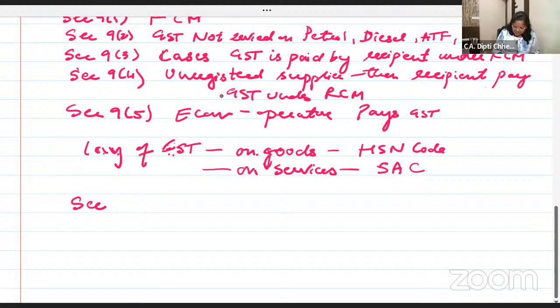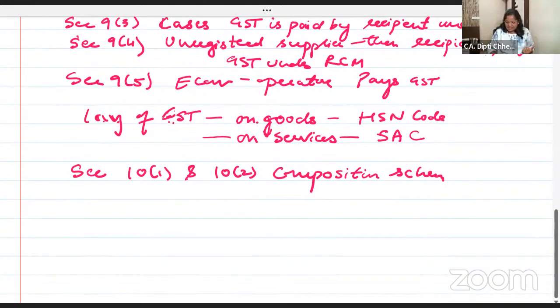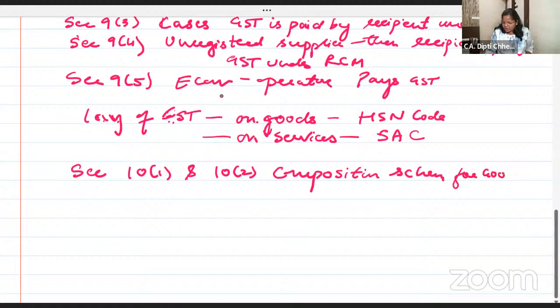Then we have section 10.1 and section 10.2. Composition scheme. You can't take input tax credit. You can't give a tax invoice. Whatever is your turnover, just pay chota mota tax like we do 44 AD and all. Okay. So composition scheme is there. 10.1 and 10.2 for goods.